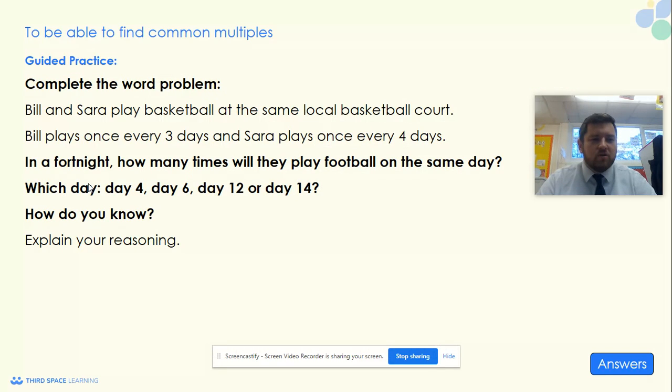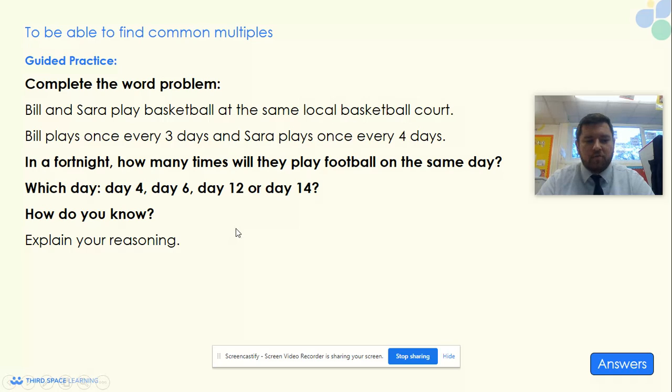The last challenge you have on your work today looks at problem solving. So Bill and Sarah play basketball at the same local basketball court. Bill plays once every 3 days and Sarah plays once every 4 days. In a fortnight, which is 14 days, how many times will they play football on the same day? Which day out of these would they play on the same day as each other? So Bill plays every 3, Sarah plays once every 4. So what we need to know is our multiples of 3 and our multiples of 4. Then we need to find our common multiple. Out of the list they've given us, 4, 6 and 12 or 14, which of those are common multiples of 3 and 4?